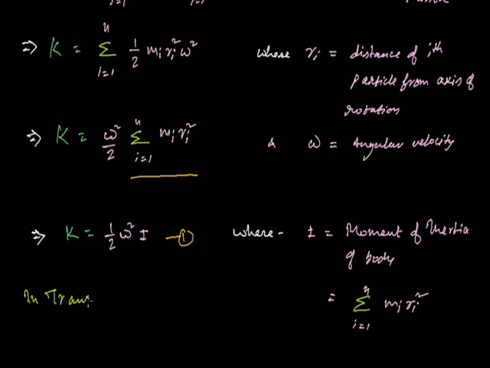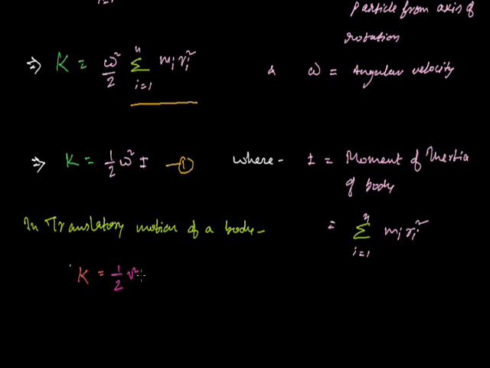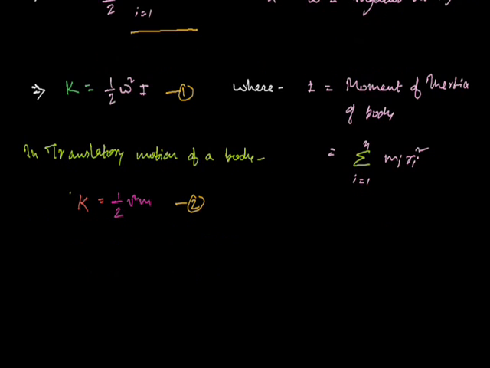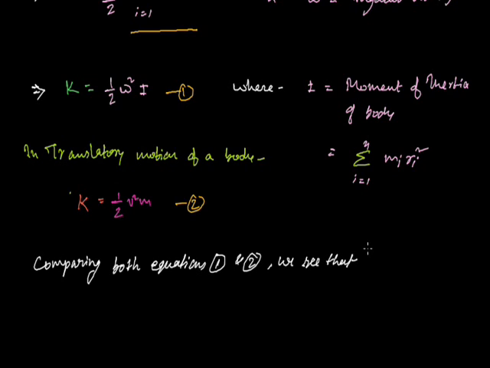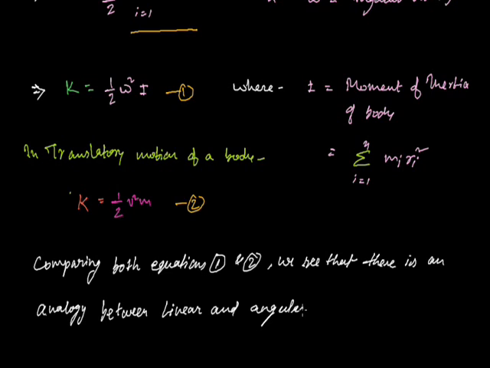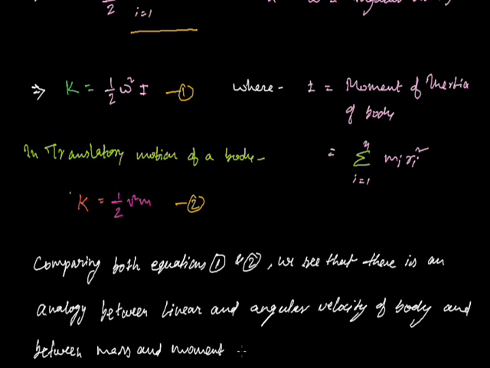In translatory motion of a body, we have an expression for the kinetic energy K equals to half m v square. Let us consider this as equation number 2. Comparing both equations 1 and 2, we see that there is an analogy between linear and angular velocity of body and between mass and moment of inertia of body.